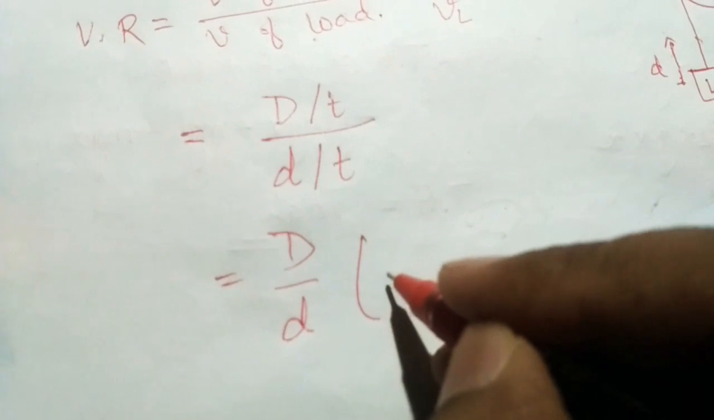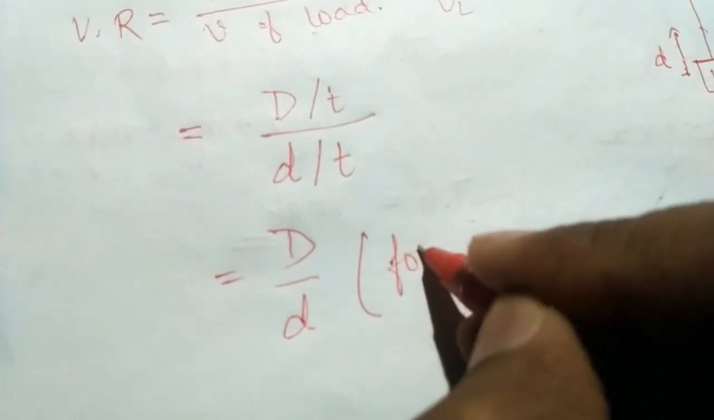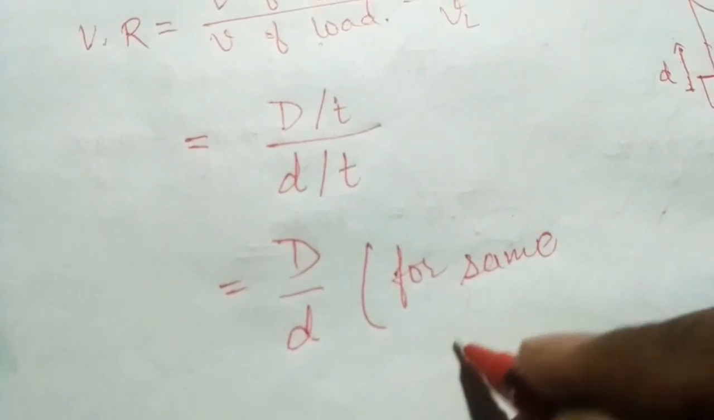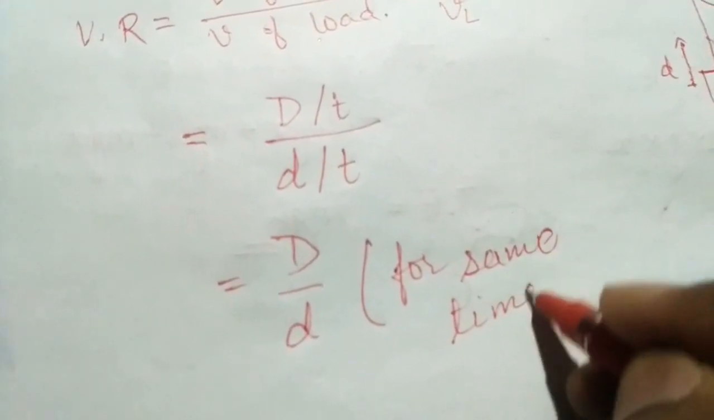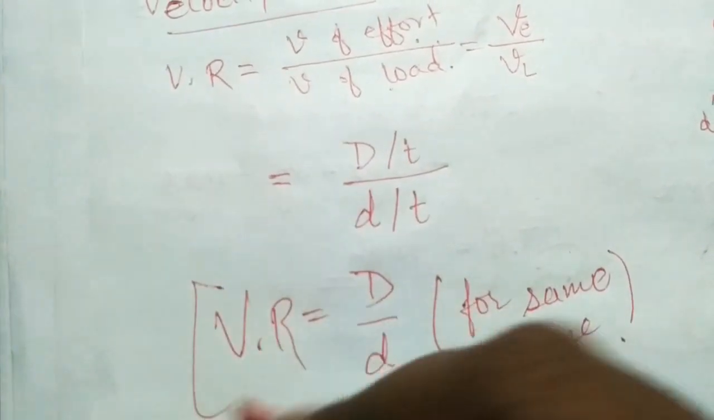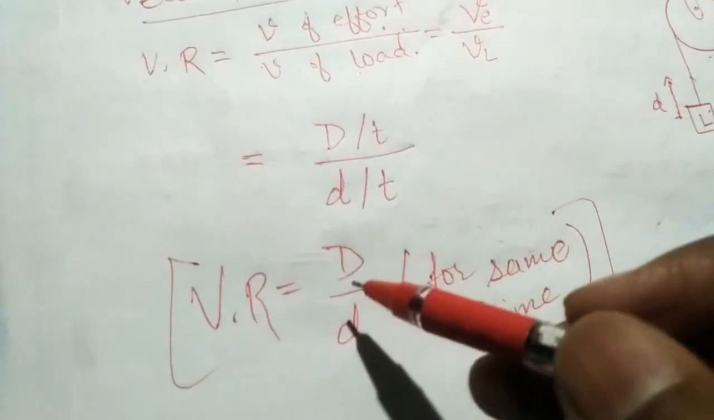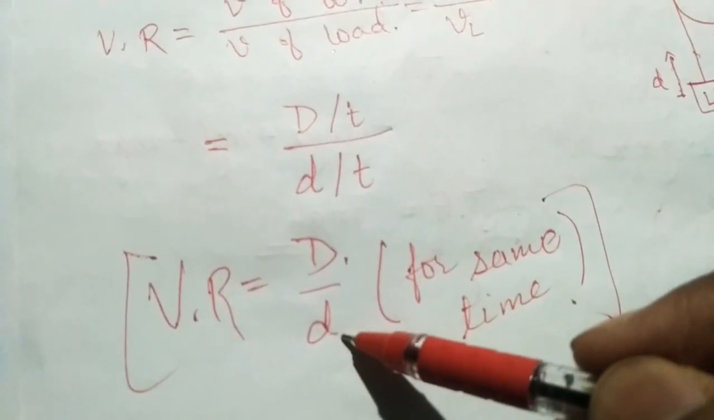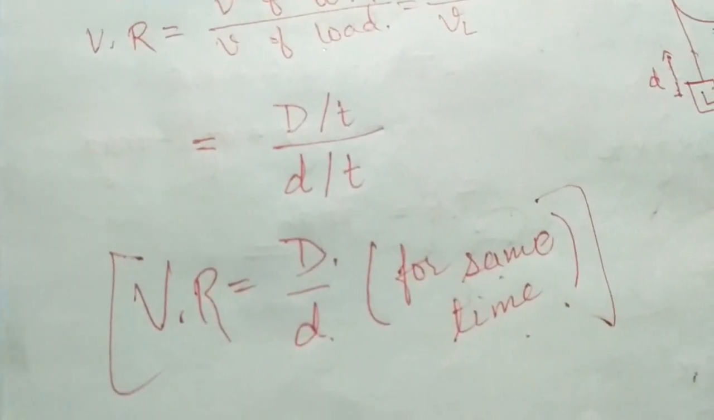But you must know that for the same time, if the time is same, this is also the definition of VR, that is the ratio of displacement moved by effort to the displacement moved by load for the same time. So we have seen the velocity ratio here.